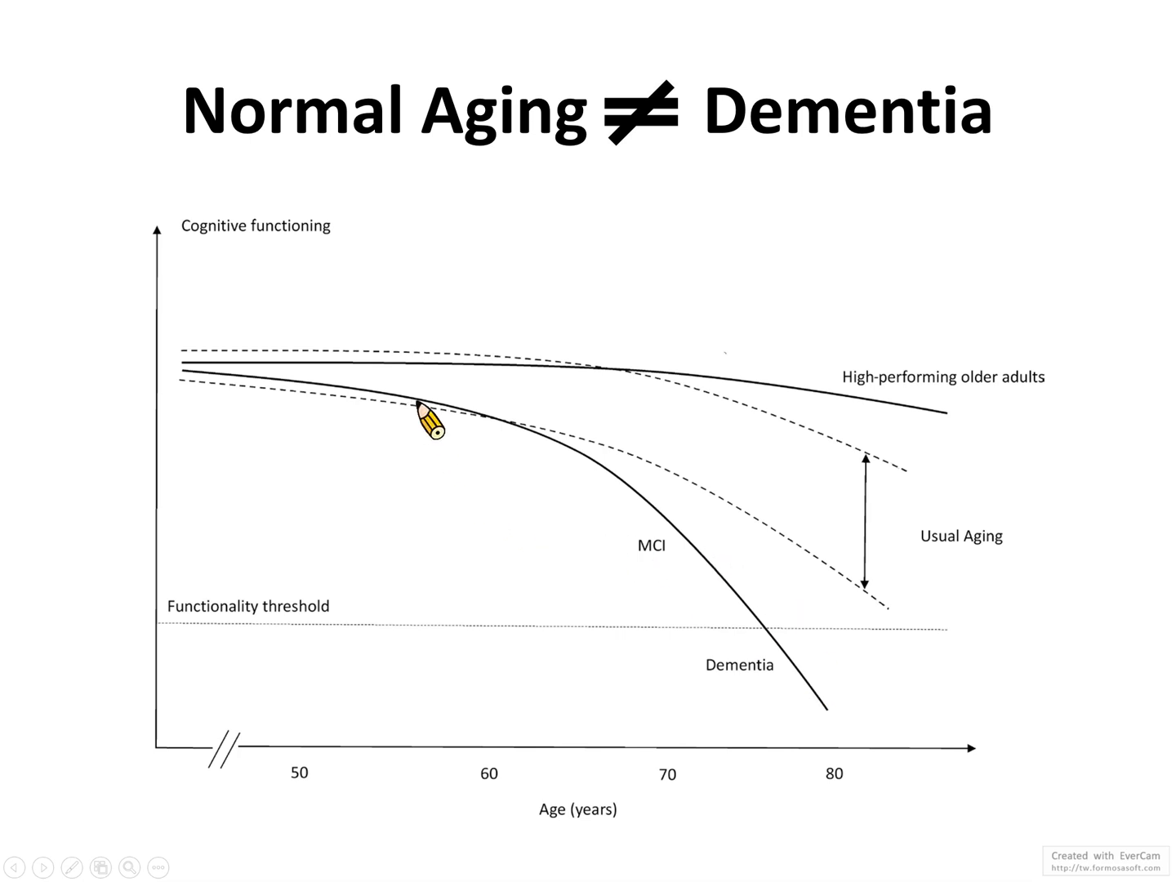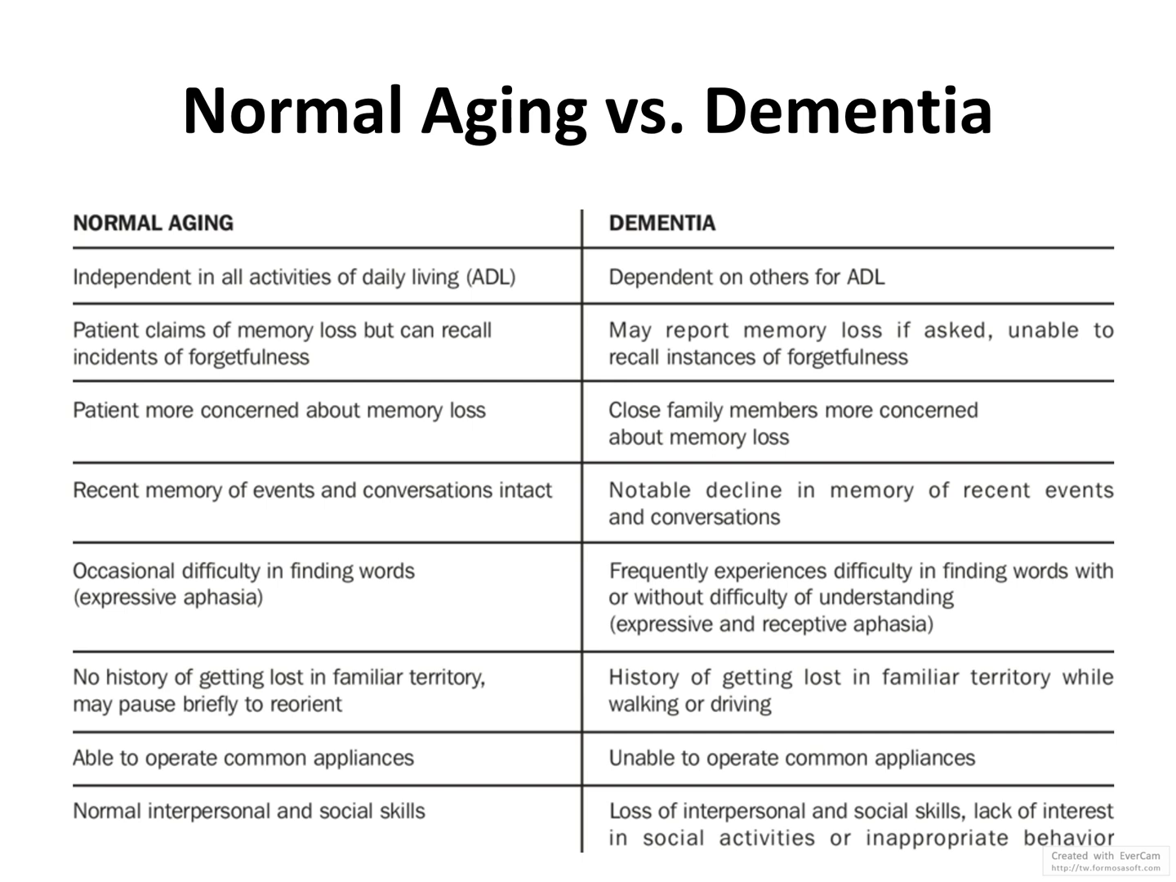So obviously, you can see that dementia and MCI are on the same trajectory, and MCI is just a transition from normal aging to a more rapid decline of cognitive functions. So that is a pathological trajectory compared to the normal aging trajectory. So what is the difference between normal aging and dementia?